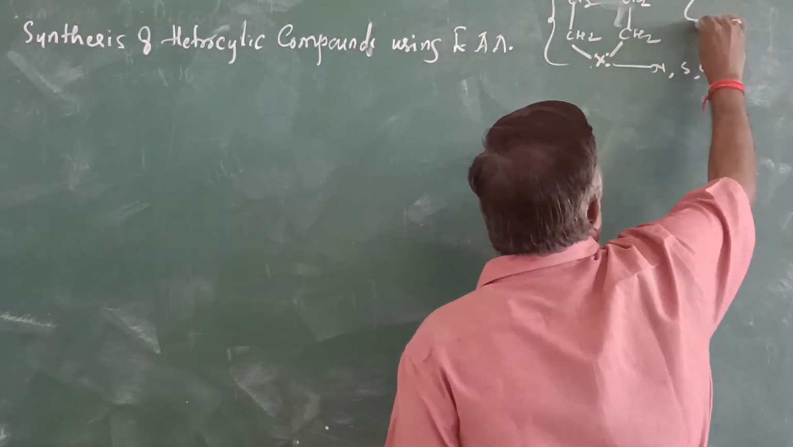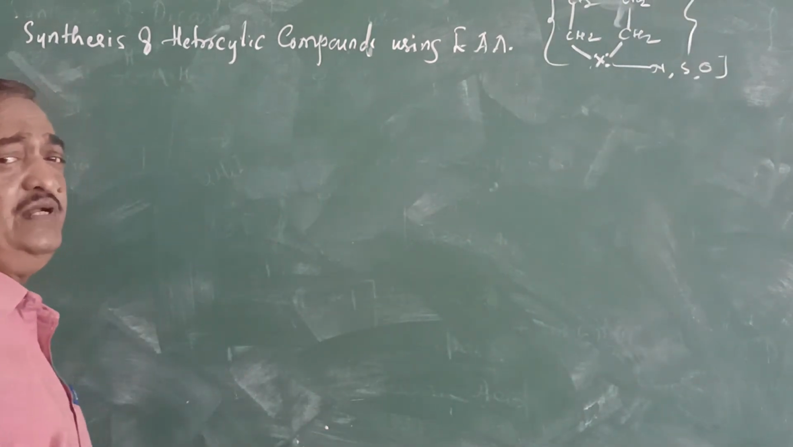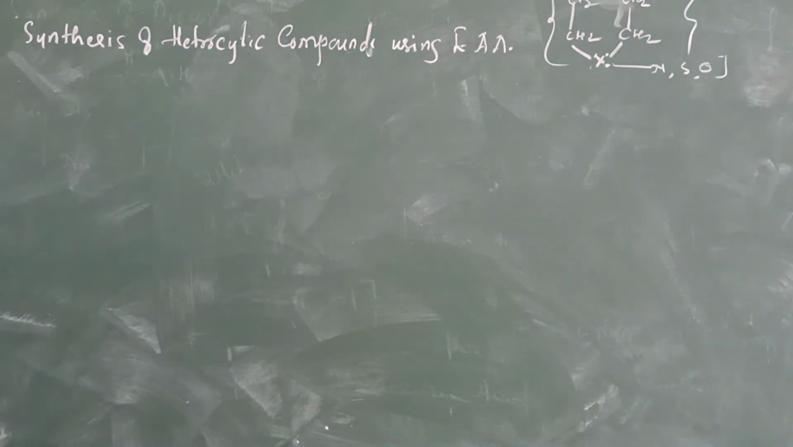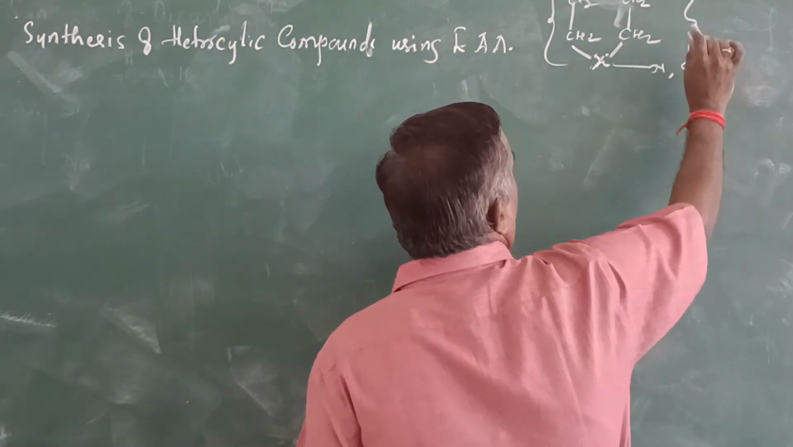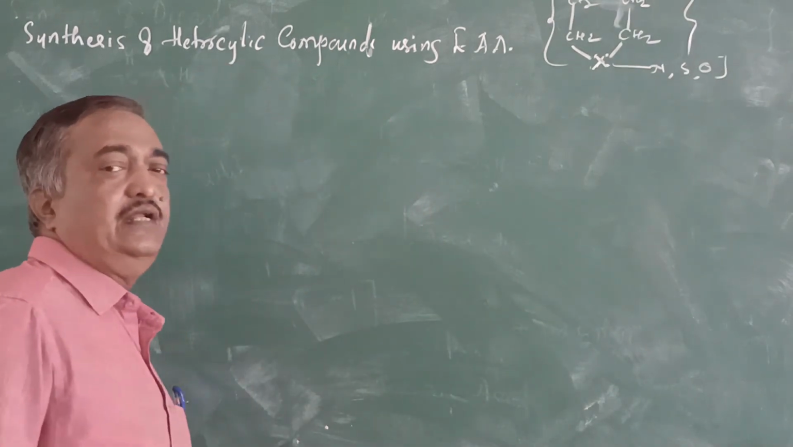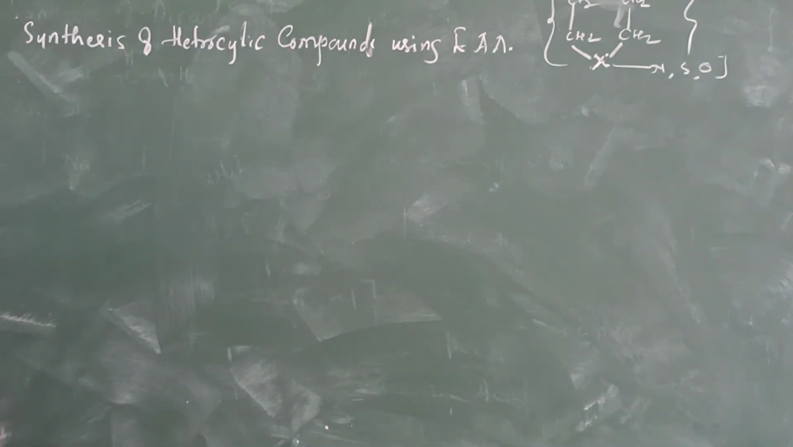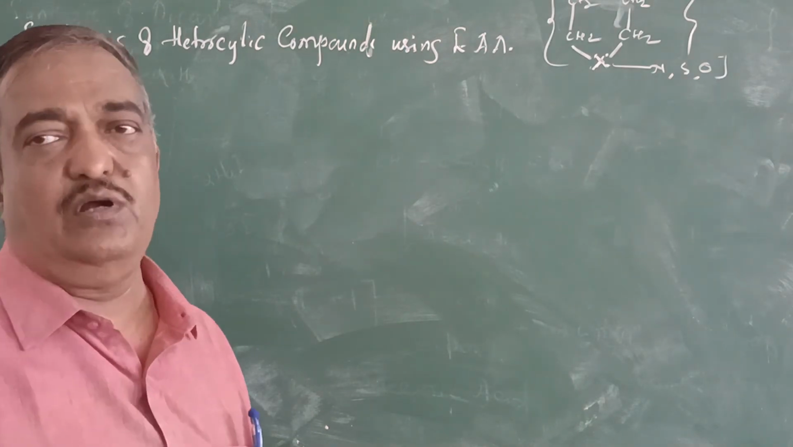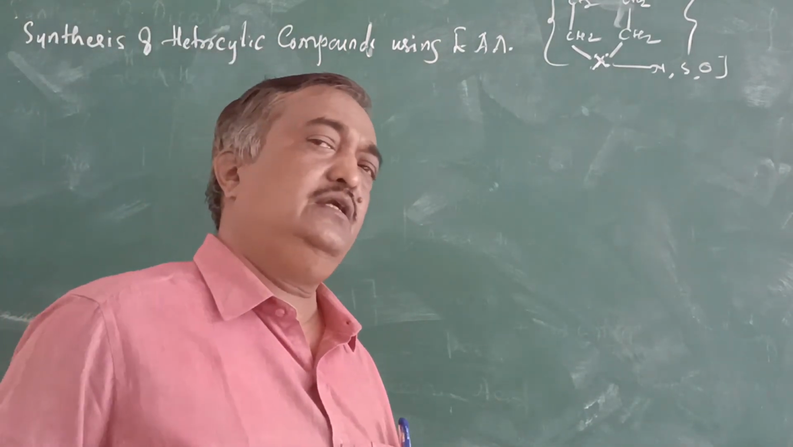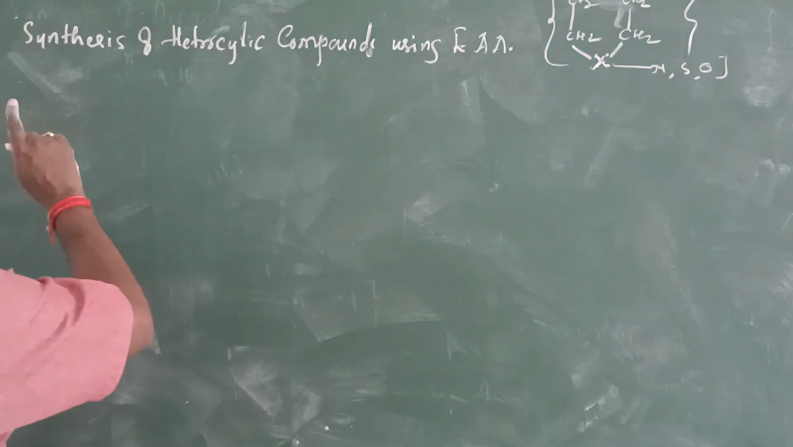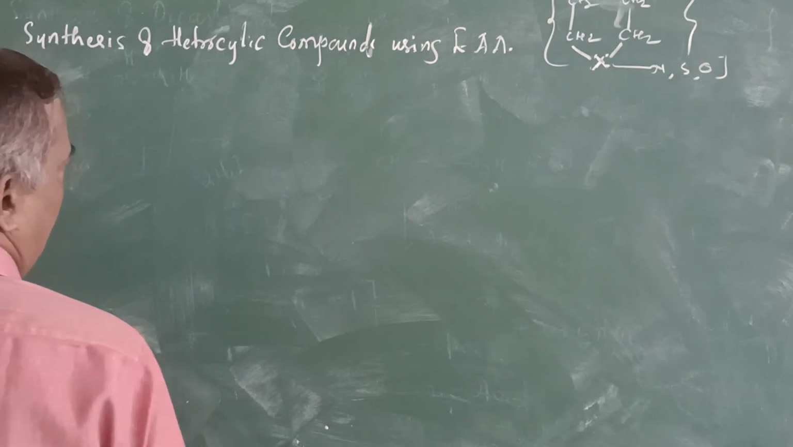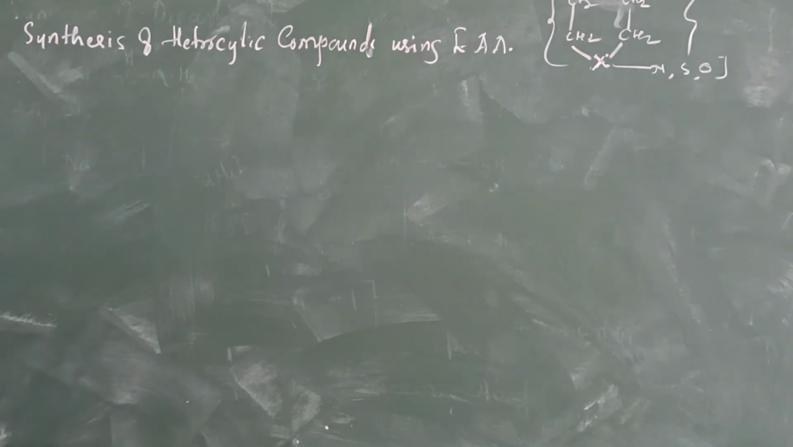So this is a simple example where this X may be nitrogen, it may be sulfur, it may be oxygen. A cyclic compound containing a carbon chain with a heteroatom is called a heterocyclic. Okay, all details you are going to learn in the heterocyclic compound topic. Now let me go for how the EAA is converted into a heterocyclic. Now here the synthesis of uracil is the example for this.